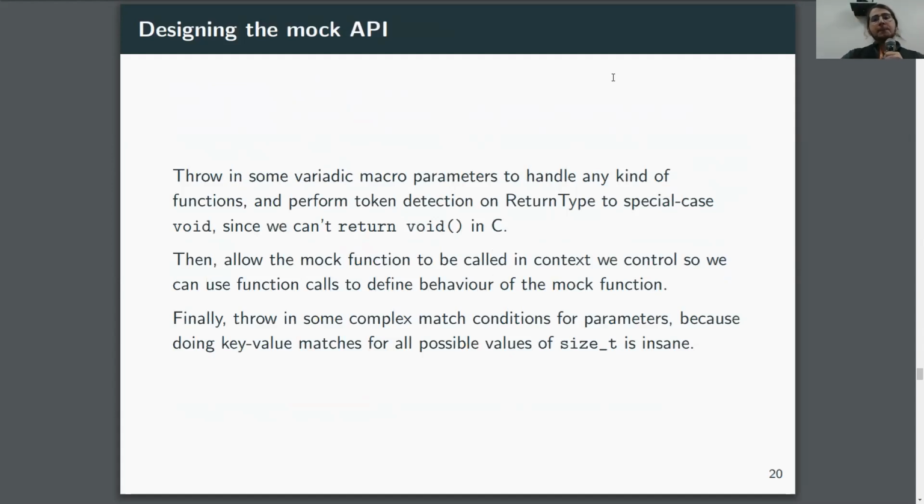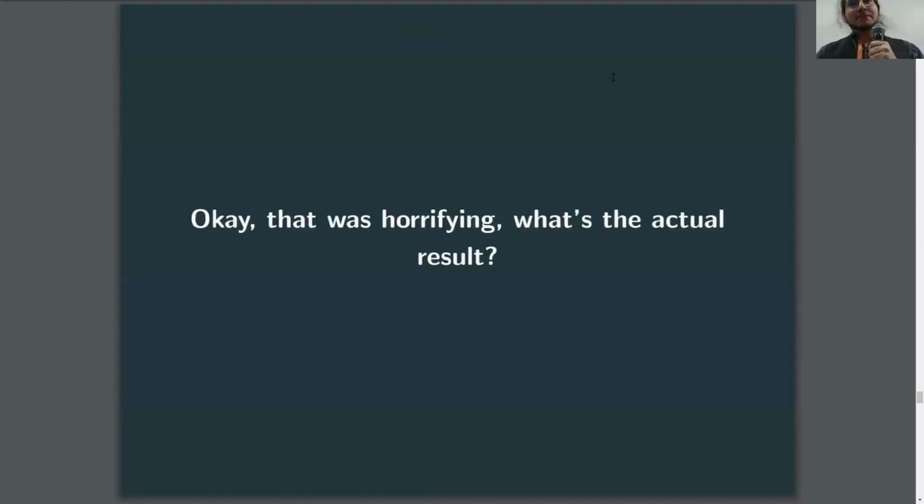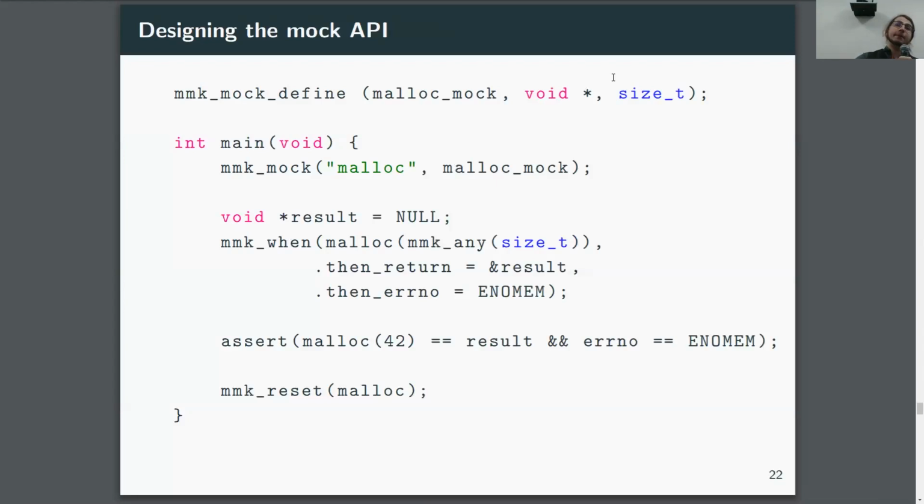And to also add to that, we throw in some complex matches. So if you have malloc, you can bind any kind of size greater than 13, for example, instead of specifying every value greater than 13, which would be suicide on 64. So, oh yeah, it doesn't look really good. Yeah, that's macros for you.